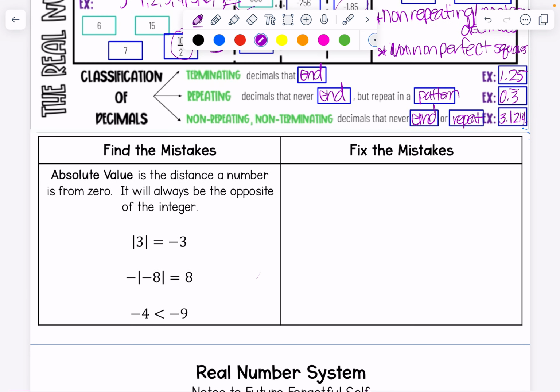And so here we actually have some mistakes. There's 4 main ideas here, or 4 problems, and each one of them has a mistake. So we're going to go through and find those mistakes. Here it says absolute value is the distance a number is from 0. That is true. And then it says it will always be the opposite of the integer. That is not true, so I'm going to cross that out, because it won't be the opposite. The absolute value is always going to be positive.